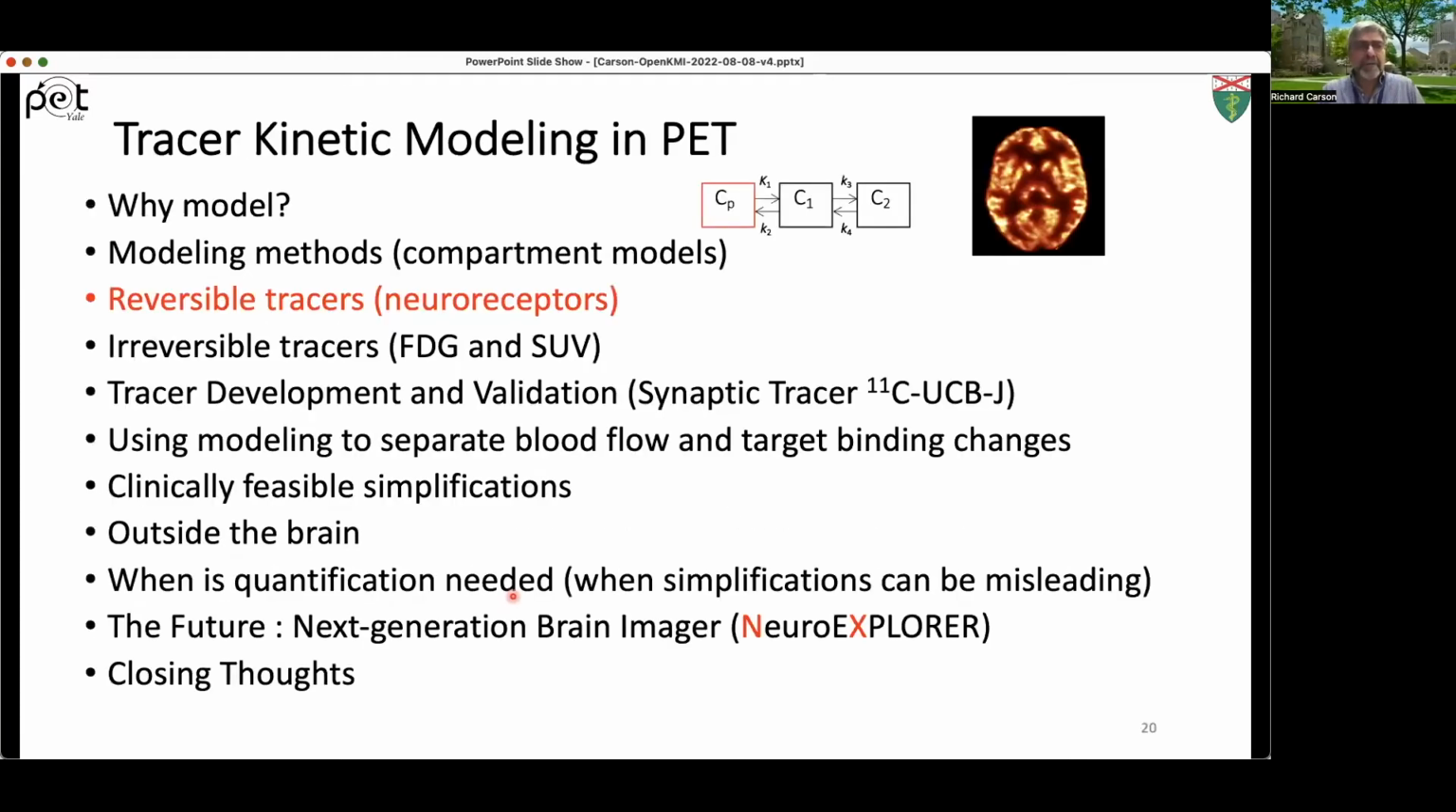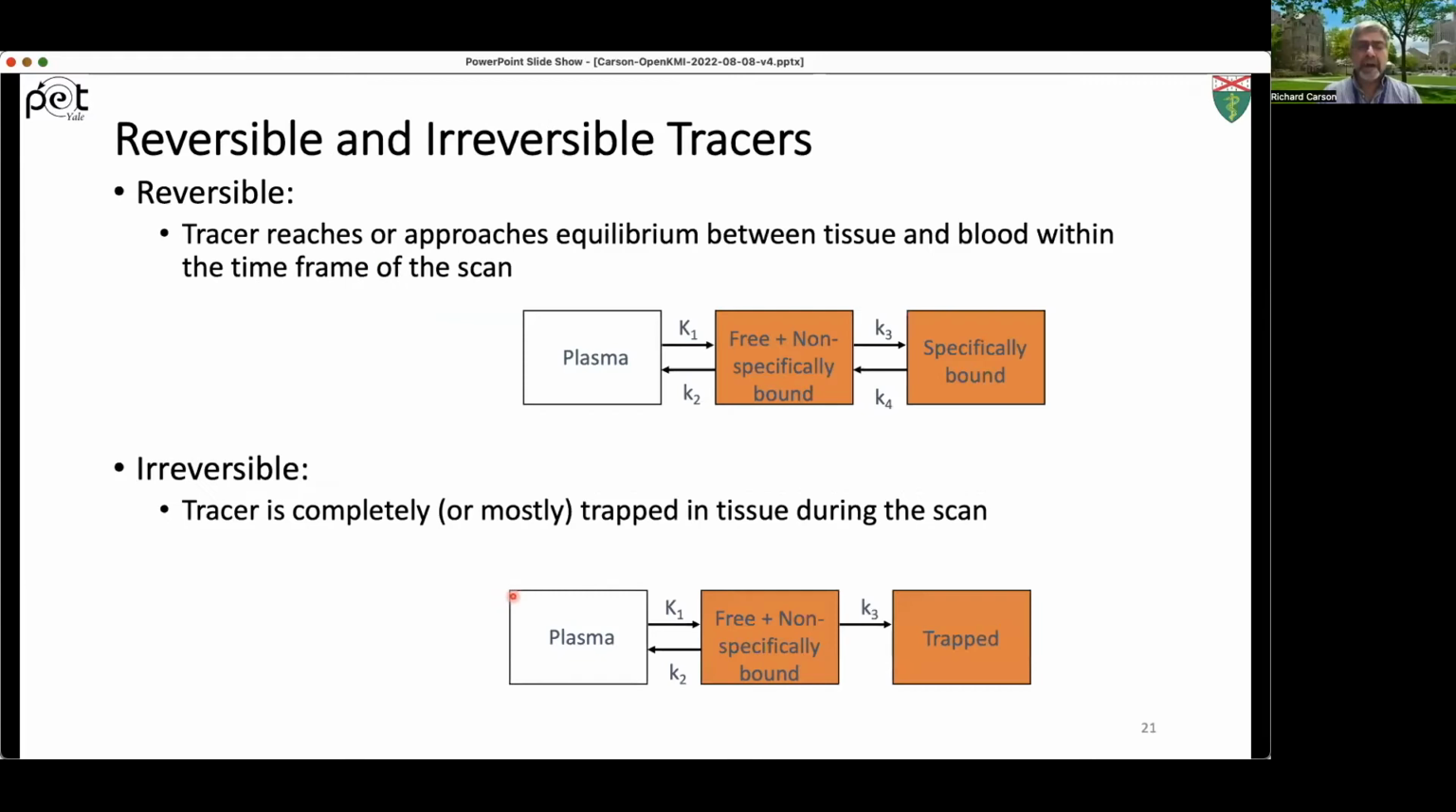All right, so let's walk through some of the standard methods that people use. Here, we're going to be talking about 2 different classes of tracers: reversible or irreversible. Reversible would mean if the tracer enters the tissue, it's going to be able to reach or at least approach equilibrium between all the compartments and what's going on in the blood. When we talk about irreversible, we're talking about something that's trapped, or, well, mostly trapped during the time of the scan. And this is really a function of time.